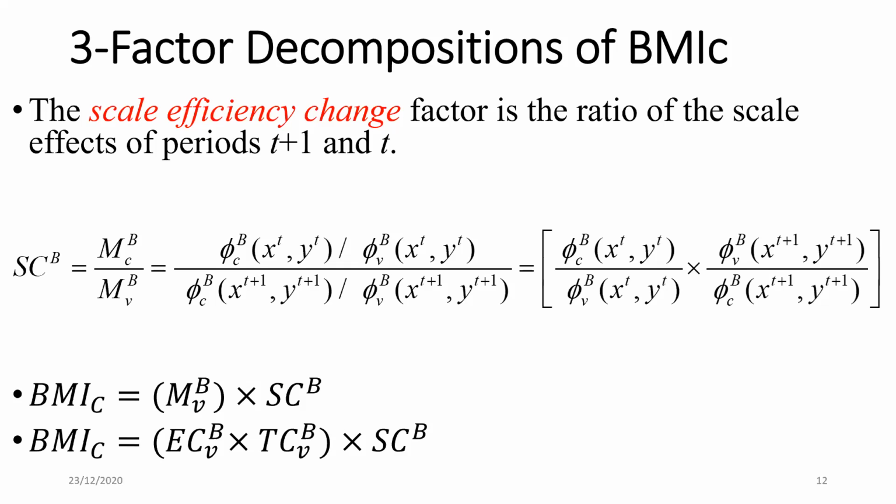So if you bring about the scale element, then it means that the biennial Malmquist can be redefined as EC VRS to the power B times technical change VRS to the power B. And these two, which are bracketed, is what is equal to the normal Malmquist under VRS. And also the scale efficiency change under the VRS, under the biennial, you can see that it doesn't change in both of them.